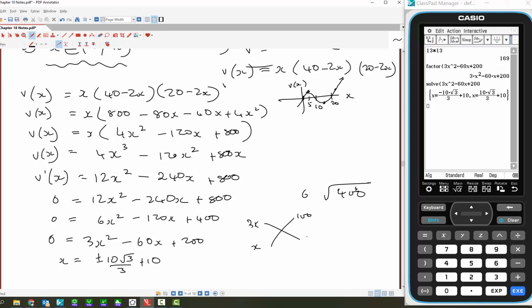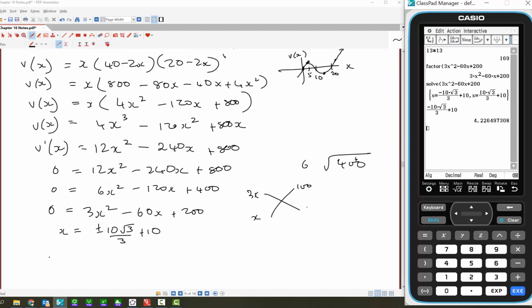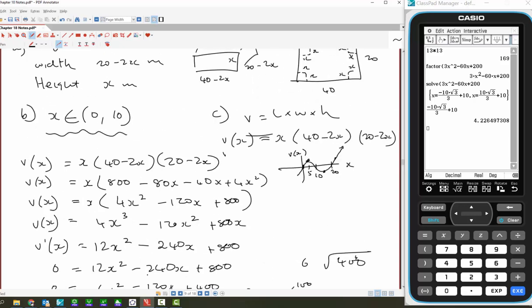Well, which one do we take? Well, it's got to be this one here, and I know it's going to be somewhere near 5. So one of them is going to be near 5. It's going to be the negative one. So let's see how close it is to 5. Let's go and decimal approximate that, and it should be somewhere near 5. Yeah, it's 4.2. All right. So we're going to say, but x is an element as we've established between 0 and 10. So x is equal to 10 root 3 on 3 plus 10.